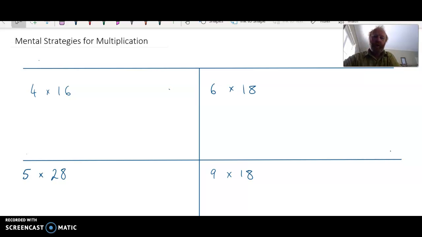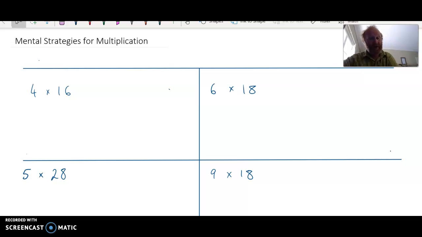This is a quick video on mental strategies for multiplication. A word before we start. You need to learn your times tables. That's it. You must know them. There's no getting out of it. To progress in maths and be able to do maths quickly, you have to know your times tables.